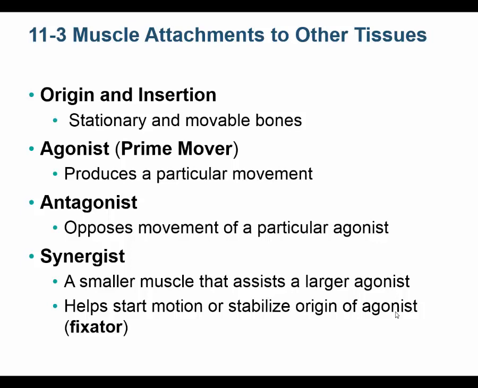The prime mover of a given movement is the muscle that does most of the action, and they're called agonists or prime movers sometimes. And each muscle has an antagonist because muscles can only pull, they never push. Because they only pull, you have to have an antagonist to a certain movement. If you flex your forearm, you must have a muscle that extends your forearm. If you flex your leg, you must have a muscle that extends your leg, and these are called antagonistic muscles.